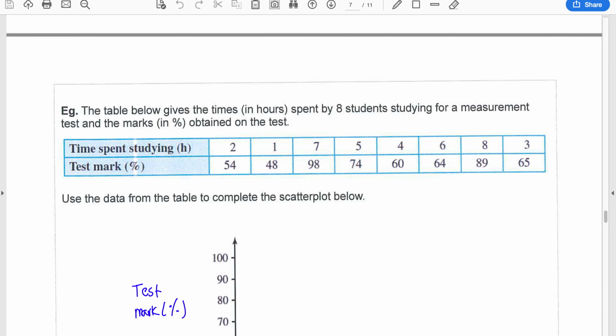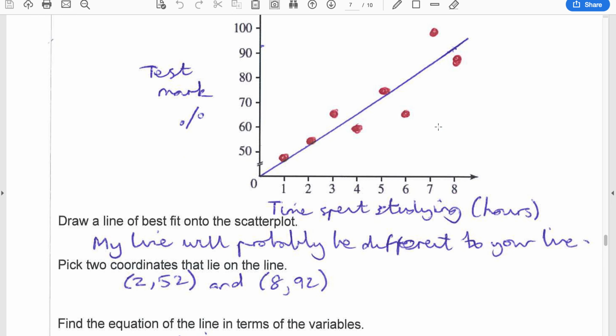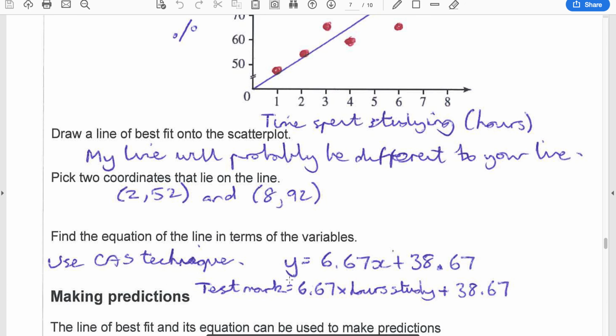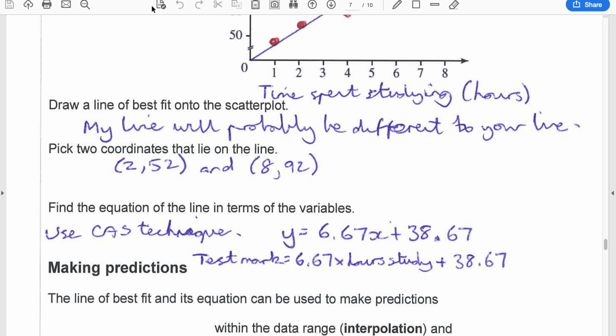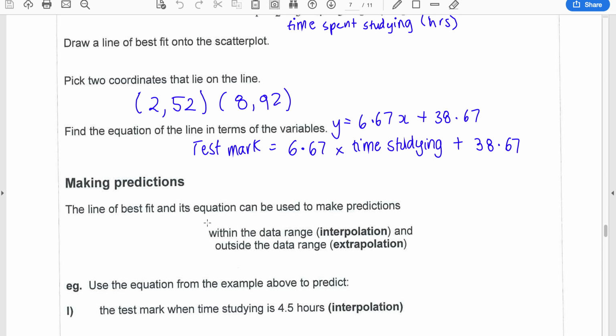Remember what we did was, I'll just go to this page, we fit a line to the data that we plotted, and then we established what a couple of the coordinates that lie on that line are, and we used that CAS technique to generate that line. And that's what I've got on this other page as well. There's the same equation. Now, we're going to make predictions.